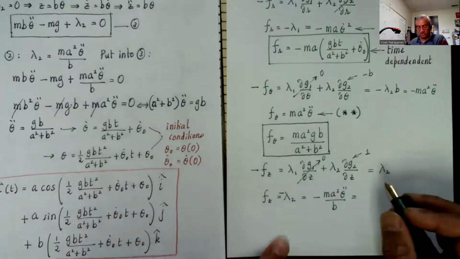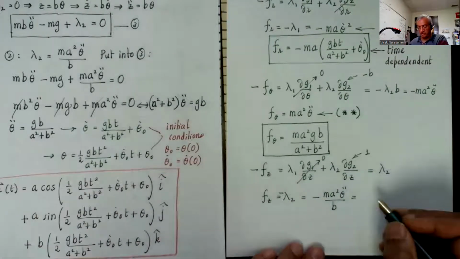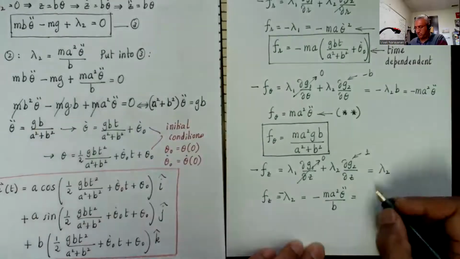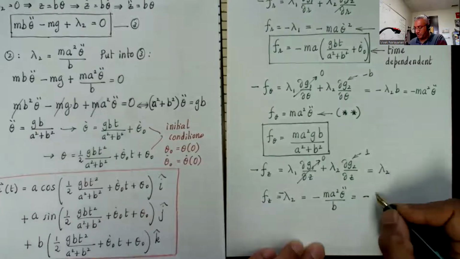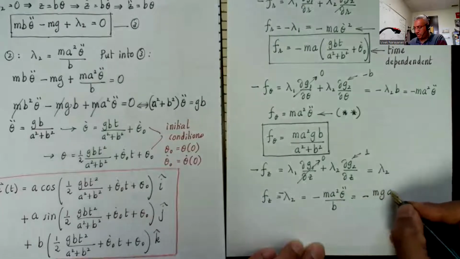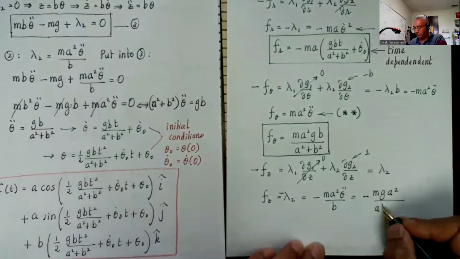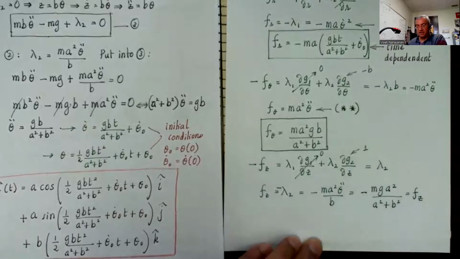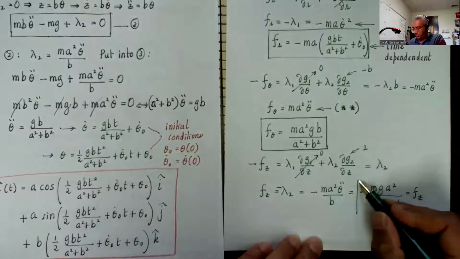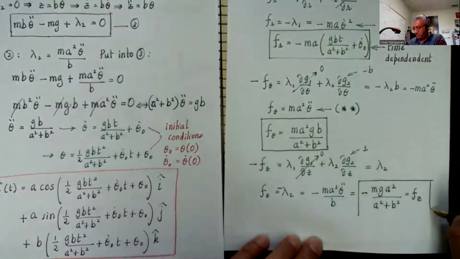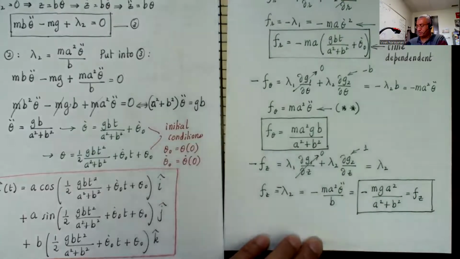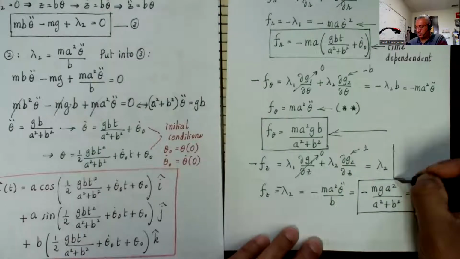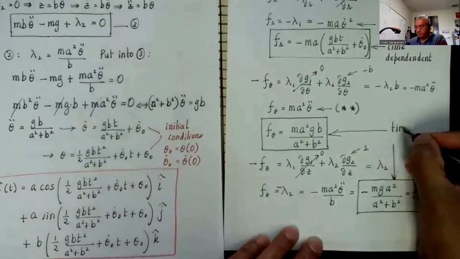And theta double dot is right here. If I cancel out the b's, I lose that b on numerator. And so I just get negative ga squared over a squared plus b squared. And that is Fz. As you can see, that also is time independent. So these two are time independent.